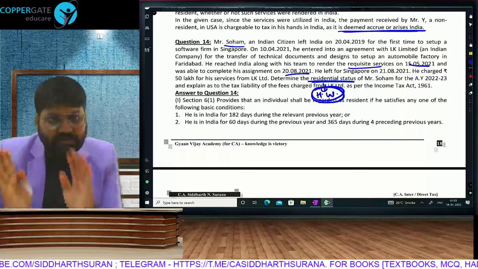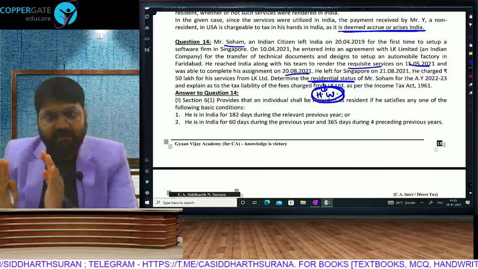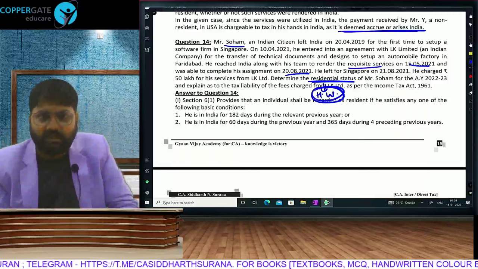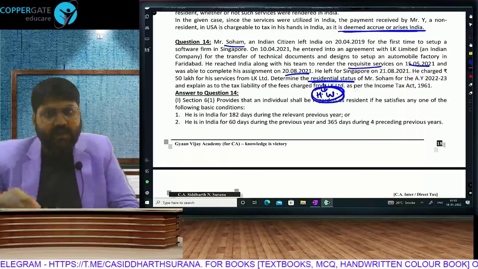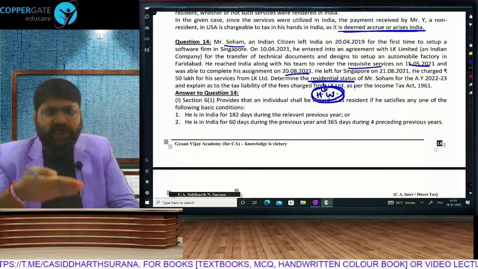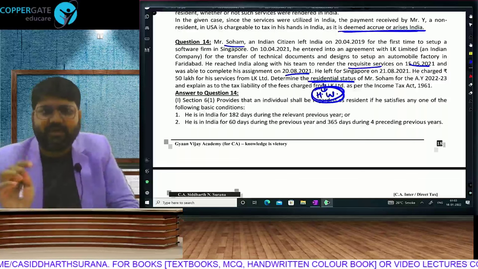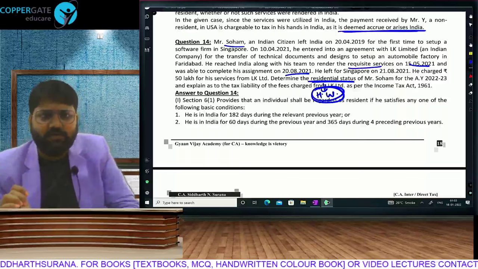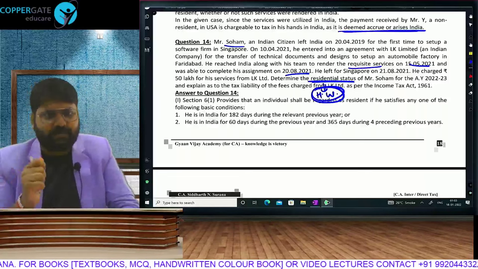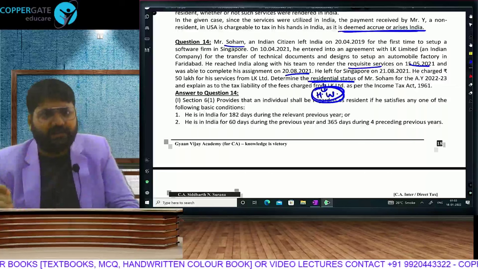I want to see whether you are able to solve a residential status question on your own or not. That means two questions: determine residential status and whether 50 lakh is taxable. 50 lakh is taxable, we have answered. Residential status I am giving you as homework. Number of days are given. Incoming, outgoing, everything is given. First time he left, everything is given. Why he has left, why he has come back. He has not come for a visit. He has come for employment purposes. So 6365 also will be applicable.